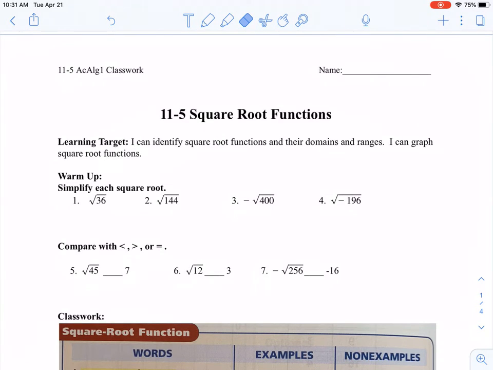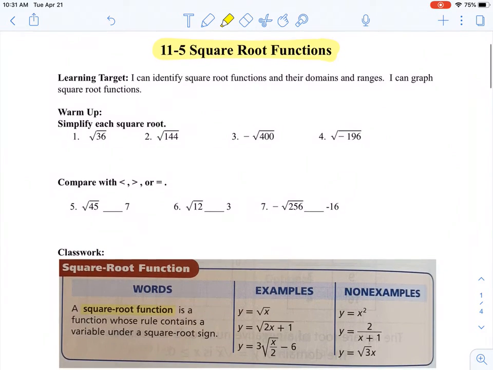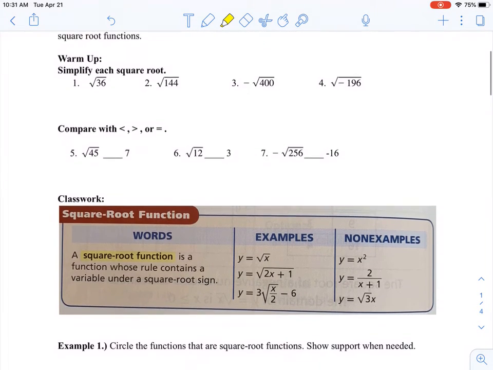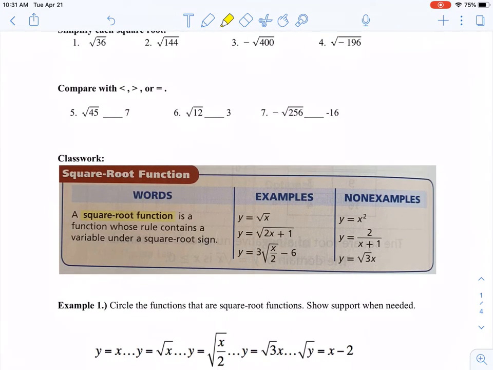Okay, today we're going to be working on Chapter 11, Lesson 5, dealing with square root functions. We've discussed, at least briefly, square root functions this year. They're just a different type of nonlinear function. Here we define it a little bit. A square root function is a function whose rule contains a variable under a square root sign.